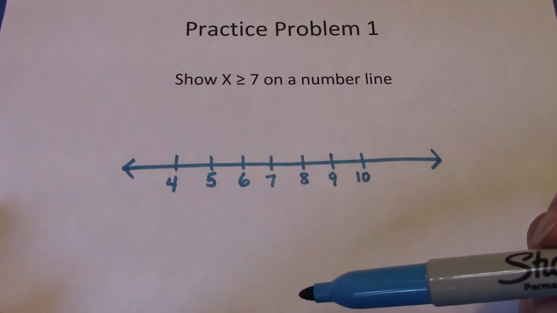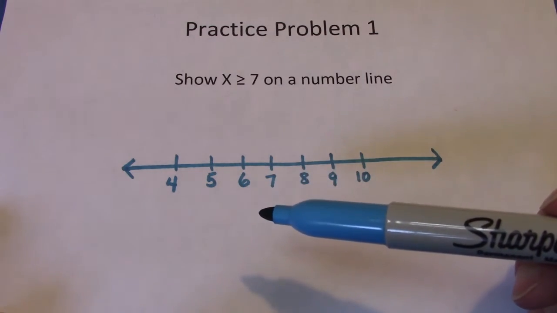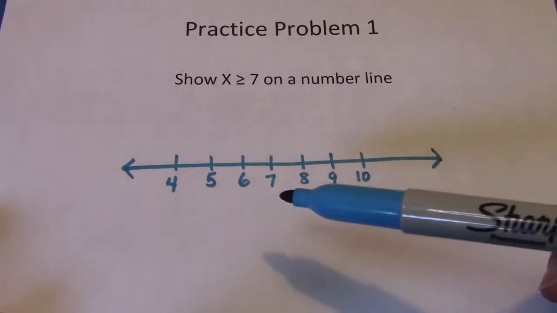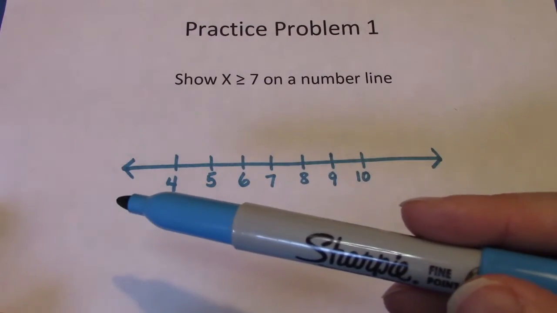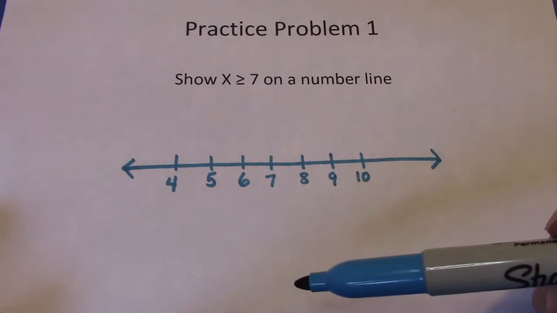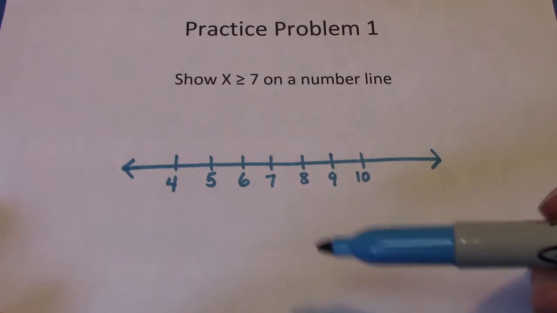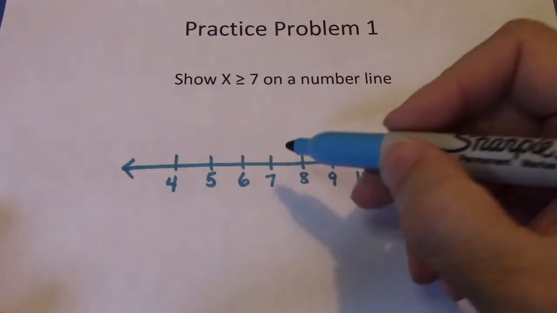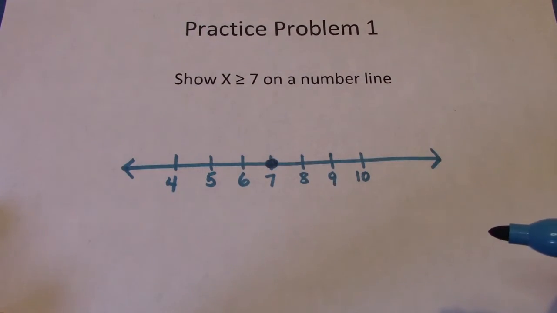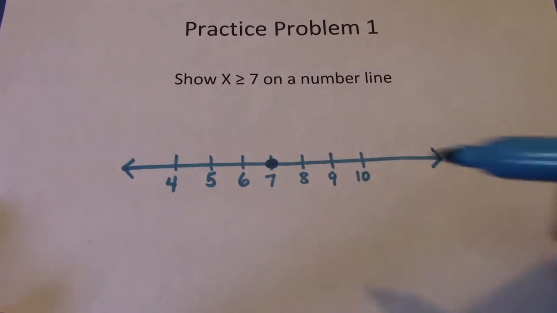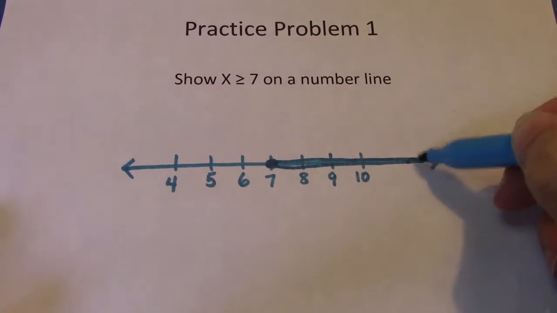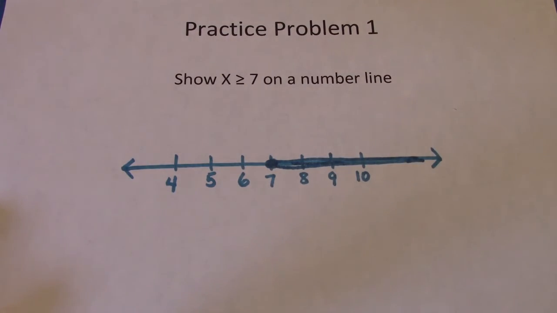Problem 1 asks us to show x greater than or equal to 7 on a number line. I've already drawn a number line here with 7 in the middle, and we go up a ways and down a ways. Remember that number lines go forever and ever to the left and to the right, but we just show part of them. So we'll start with 7. X can be equal to 7, so we're going to use a solid endpoint to fill in there. And then it says that x is greater than or equal to 7, so we're going to shade the numbers that go up that are greater than 7. And that would be our solution.